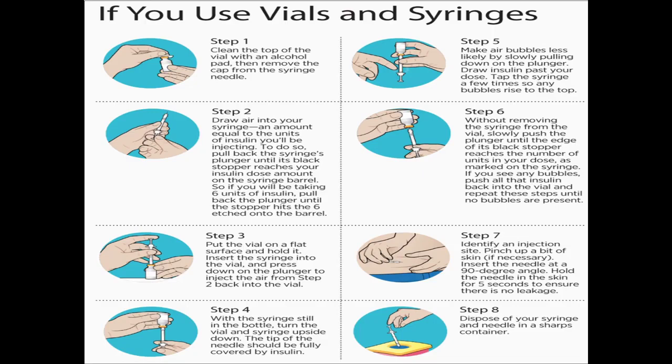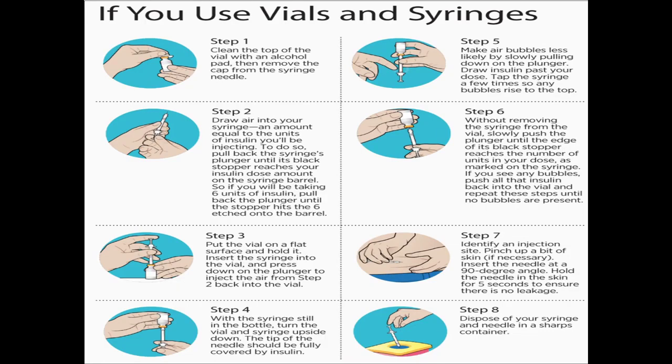Step 4. With the syringe still in the bottle, turn the vial and syringe upside down. The tip of needle should be fully covered by insulin. Step 5. To make air bubbles less likely, slowly pull down on the plunger. Draw insulin past your dose. Tap the syringe a few times so any bubbles rise to the top.